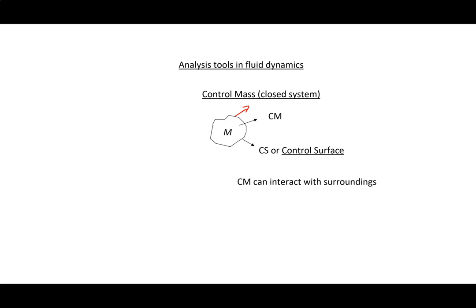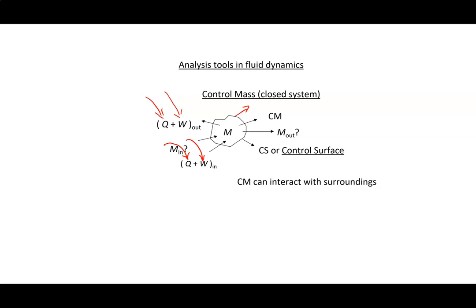The control mass can interact with the surroundings, so that's important. And the way it might interact with the surroundings is in the form of energy transfer, in the form of heat transfer Q or work transfer W. And likewise, you could have energy transfer in the form of heat transfer and work transfer going out of the control mass. In other words, a control mass could be doing some useful work on the surroundings or dumping some energy in the form of heat to the surroundings.